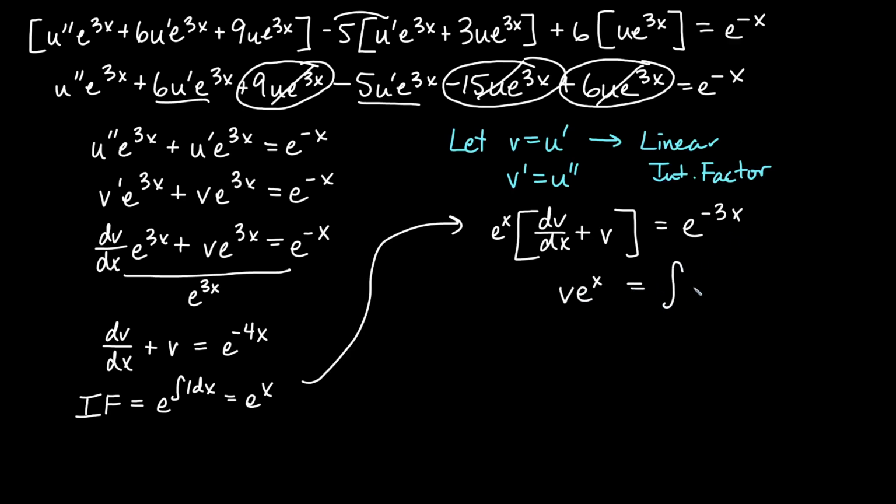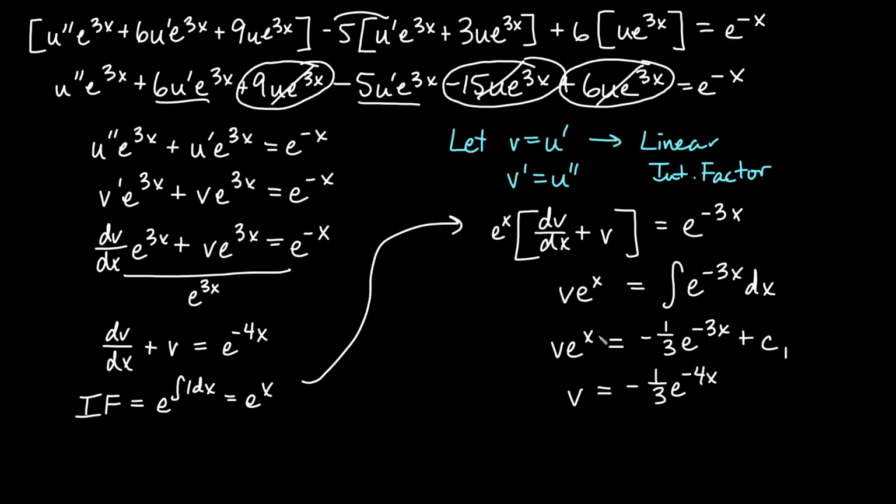Here we'll actually do the integral, so the antiderivative of e to the negative 3x with respect to x. We'll get v e to the x is then equal, reciprocal of negative 3 will come out, so I should get negative 1/3 e to the negative 3x plus some constant. And then to solve for v, we'll have to divide by e to the x, right? So we'll get v is equal to negative 1/3 e to the negative 4x, if we divide by another e to the x, plus c1 e to the negative x. So that's our v, and remember v was u prime, so u prime equals all of this, right?